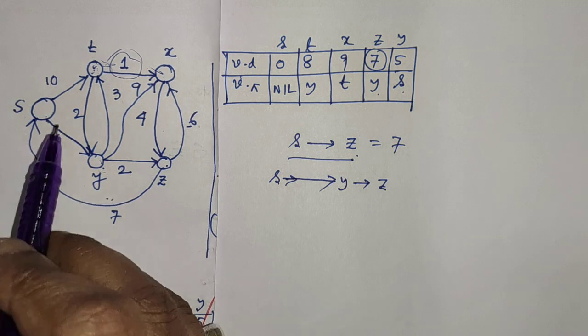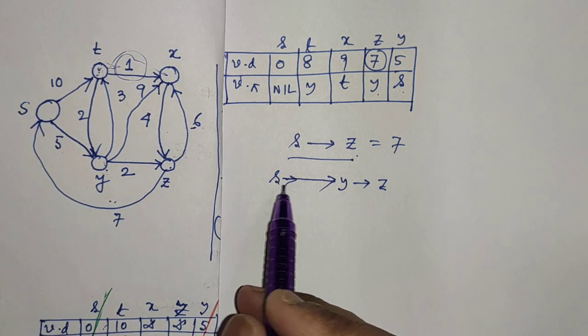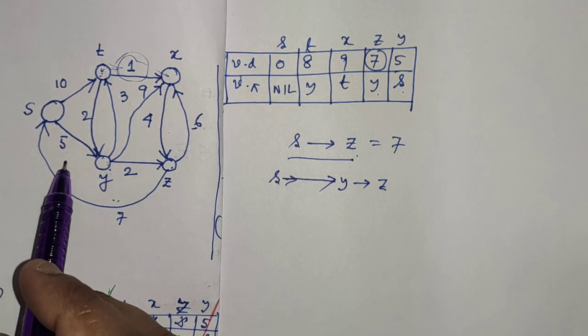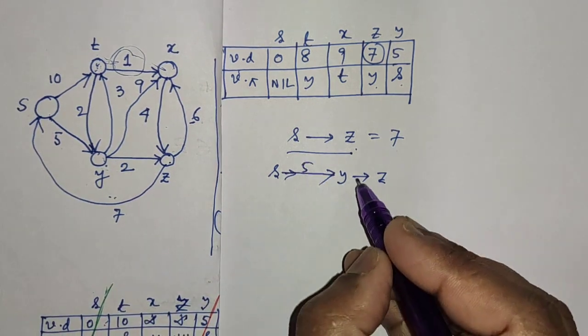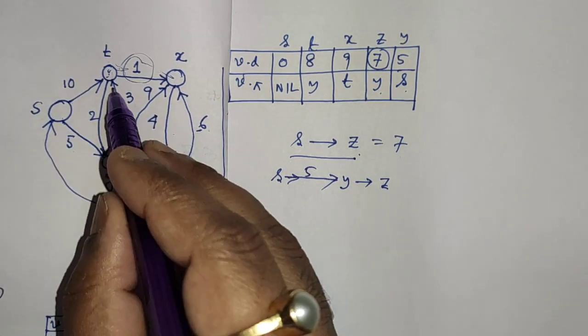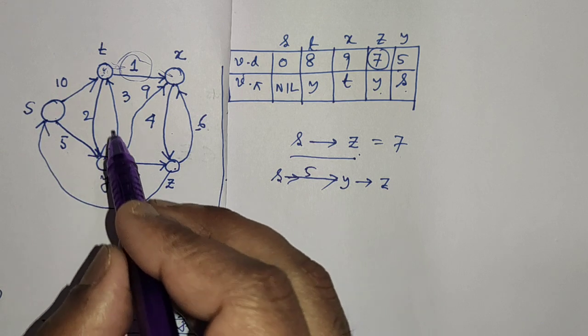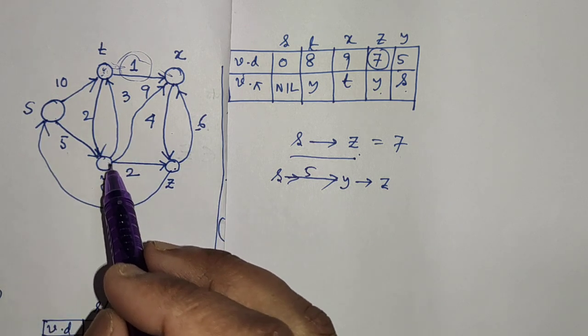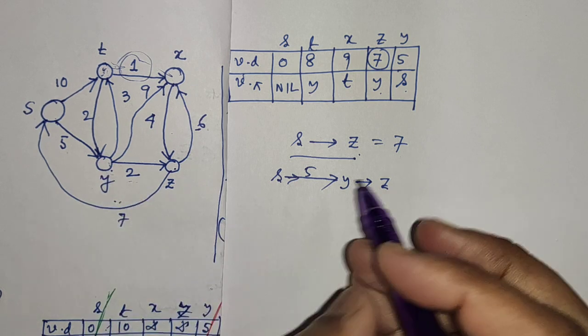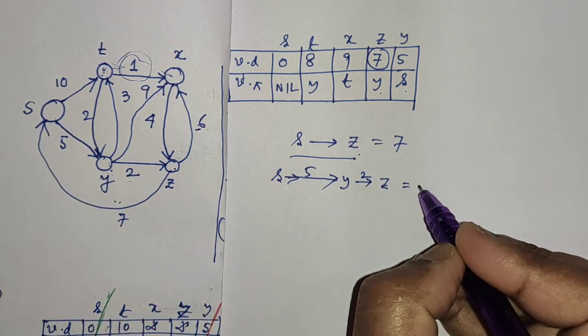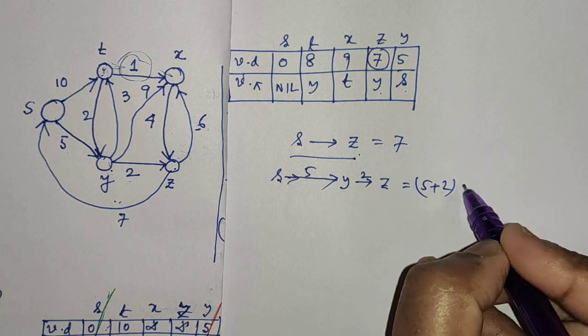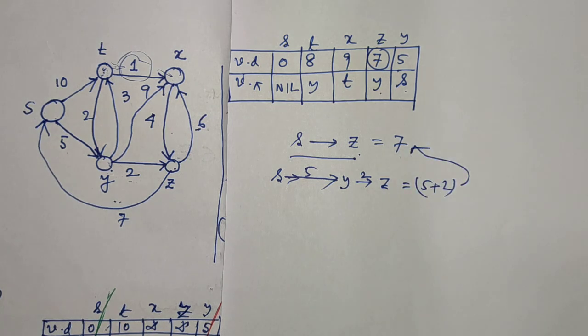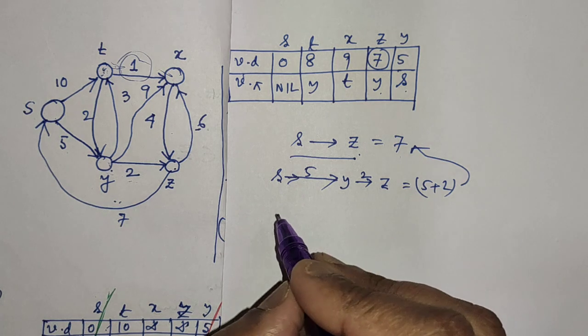Take the graph. S to Y, what is the distance? 5. Y to Z, what is the distance? 2. What is the total distance? 7. Very simple.